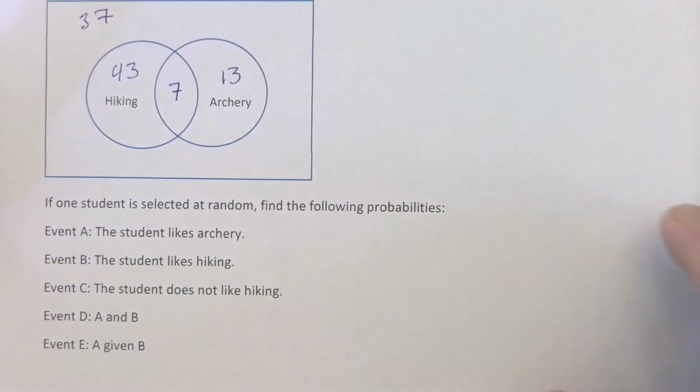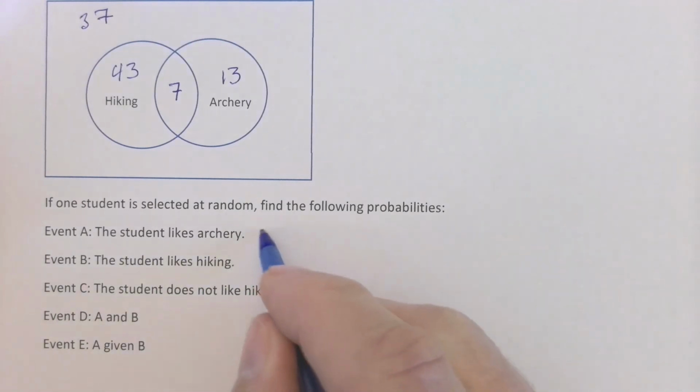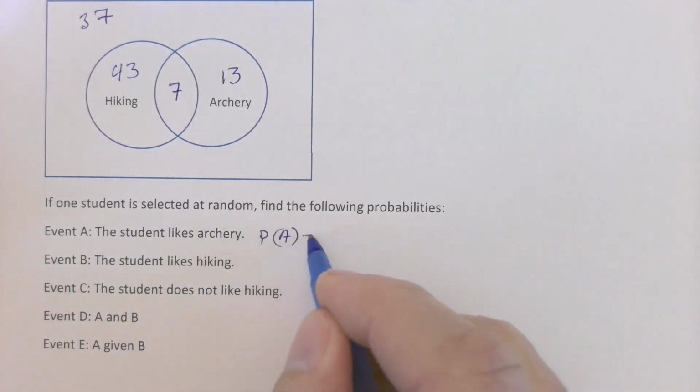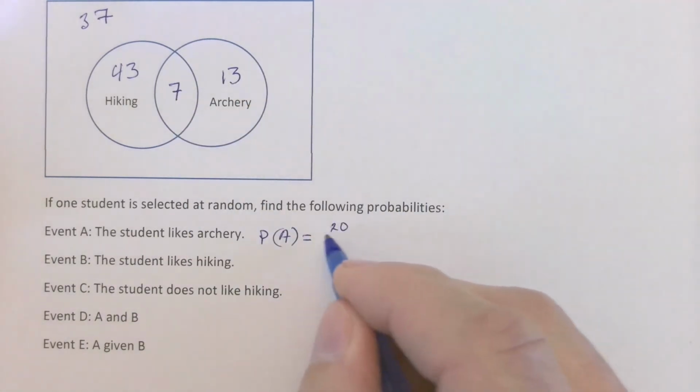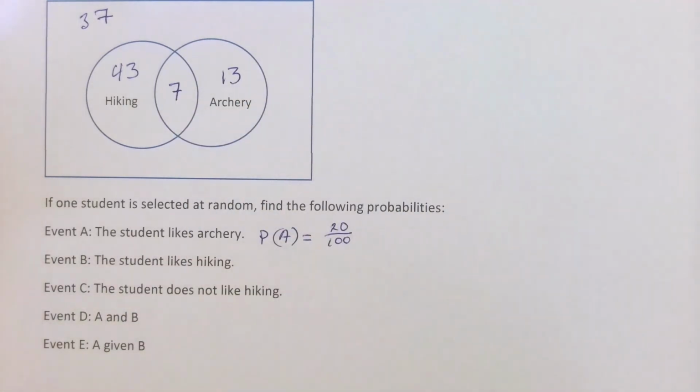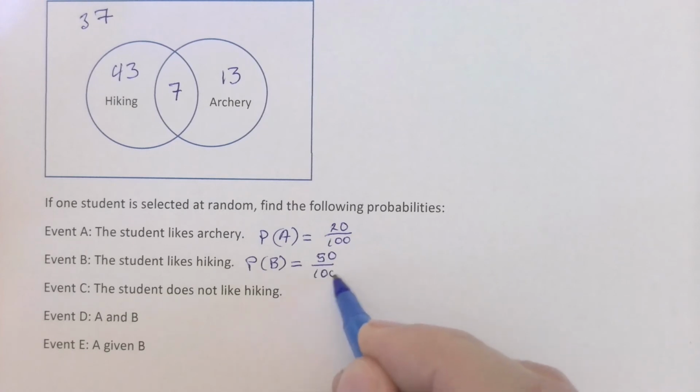The first probability is, what's the probability that a student likes archery? And the answer is, we have 20 kids here in a camp of 100. So that's 20 out of 100, or 20%, or 0.2. How about hiking? Hiking was more popular. The probability that a randomly selected student liked hiking was 50 out of 100. And I think you could figure these two out without the Venn diagram.